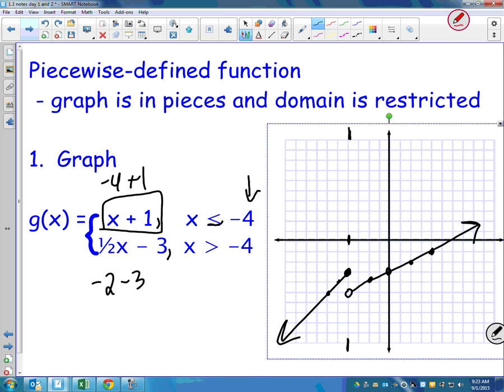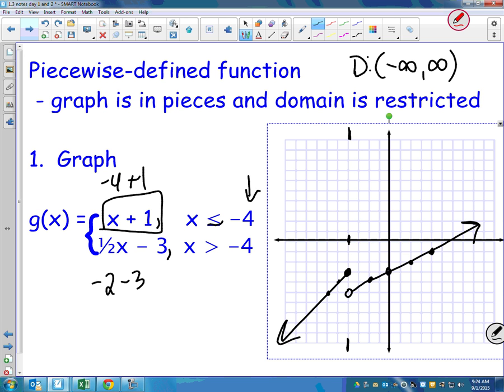All real numbers, because although we stopped at negative 4, every number over here is used, negative 4 is used, and every number over here. So the domain of this is still all real numbers. What about the range of this? Are there any y values that aren't used?